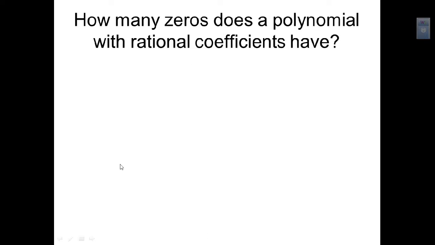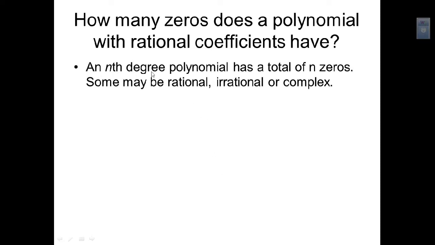All right, so how many zeros does a polynomial with rational coefficients have? Well, an nth degree polynomial has a total of n zeros. So the power for the leading term, the one that has the highest degree, is going to tell you how many zeros you have. Now, the thing is, though, some of these zeros may be rational, which is good, irrational, which is okay, and complex, which is the ones that we're not actually going to see on a graph.